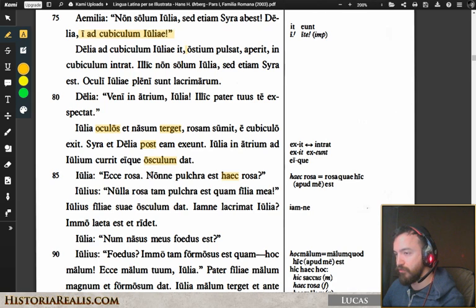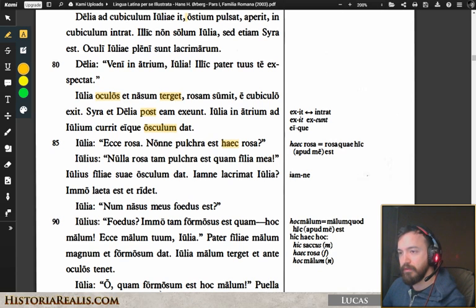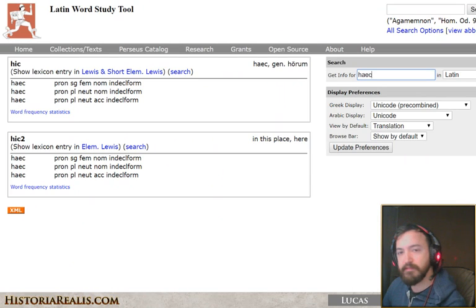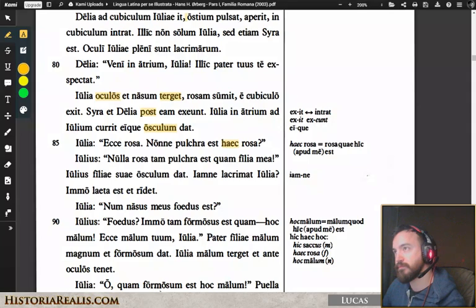Non è. So is it like, is it not beautiful? Sure, but what's going on exactly here? Was ne the question particle? I think so. So is it not beautiful? This is to be beautiful. And here, so isn't this rose here beautiful? So hic is this. Not here. Sure, that makes more sense.